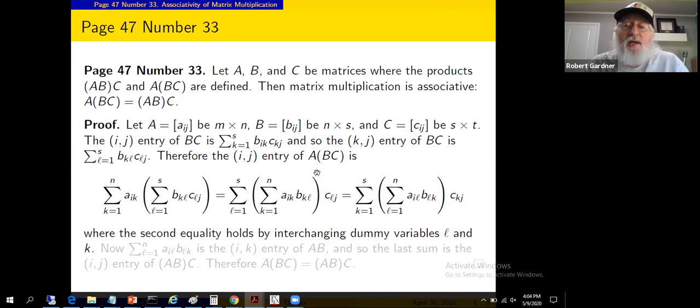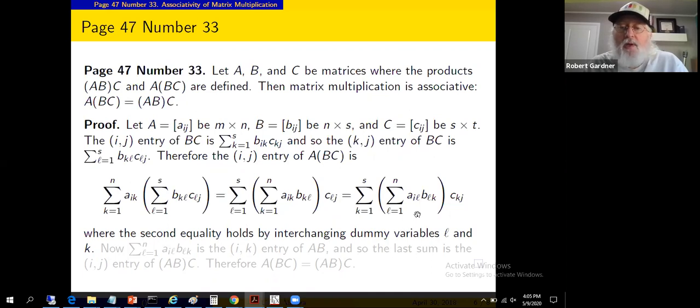that ij entry of A times B times C. Remember, we're trying to get out A, B, C. We're looking for something that would look like an ij entry of AB times C. That's why we've written it in this form.